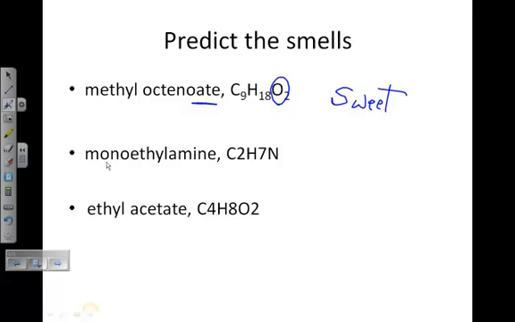If we look at the second one, monoethylamine, notice the amine ending as well as the nitrogen. We know from the previous slide that the smell must be fishy. Ethyl acetate, again we encounter the ATE ending as well as the 2 oxygens in the molecular formula. Again, like the first one, this tells us that we probably have a sweet smelling molecule.